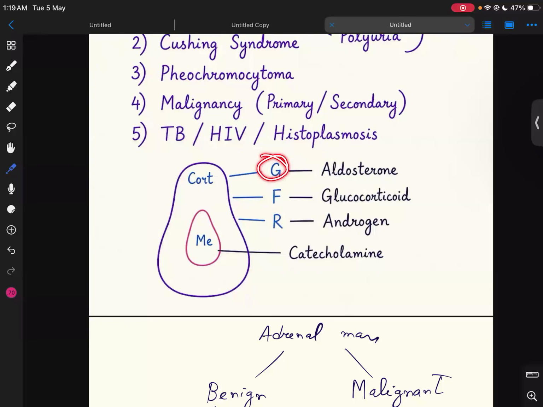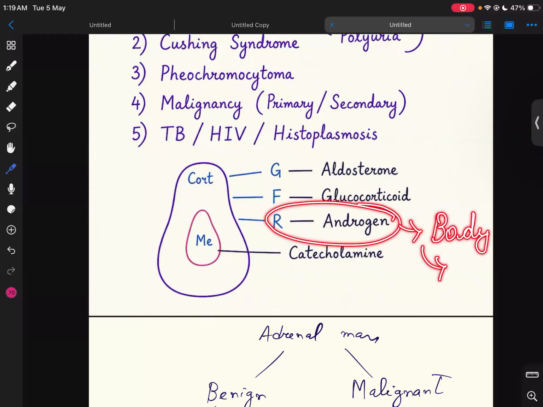From zona glomerulosa, aldosterone is mainly secreted. Whenever aldosterone is secreted excessively, we can have Conn syndrome. From zona fasciculata, glucocorticoid is secreted mainly. Whenever it is secreted excessively, we can have Cushing syndrome. From zona reticularis, androgen is secreted. Excessive androgen secretion is very rare, but if it occurs, we can have excessive body hair or pubic hair or ambiguous genitalia. It's a very rare pathology and it will never be given in the PACES exam, for sure.